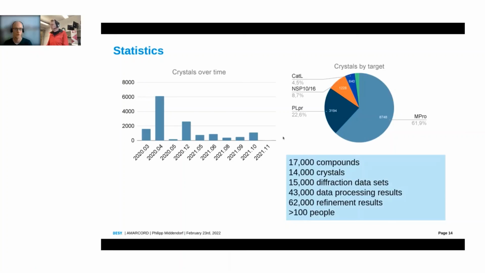And that's impressive results already. There are 17,000 compounds, which are drugs or compounds in general, and 14,000 crystals, which were all entered by hand. There are no robots doing this yet. Then 15,000 images, 43,000 data processing results, and that's a lot, but that's automatically generated. These data processing results, you can have scripts that generate them. Same for the refinement results, which are closer to the atomic model. And there are more than 100 people involved in the whole thing, so that's quite a thing.